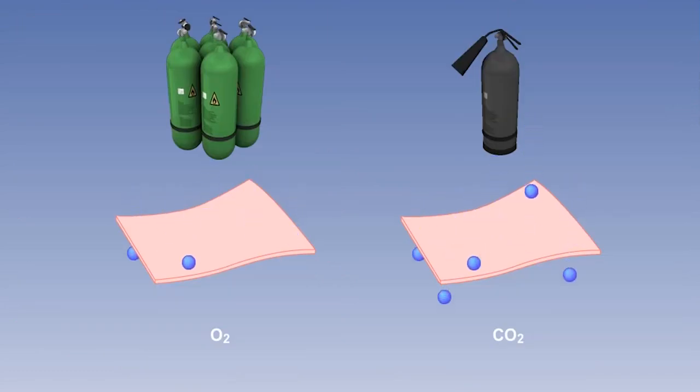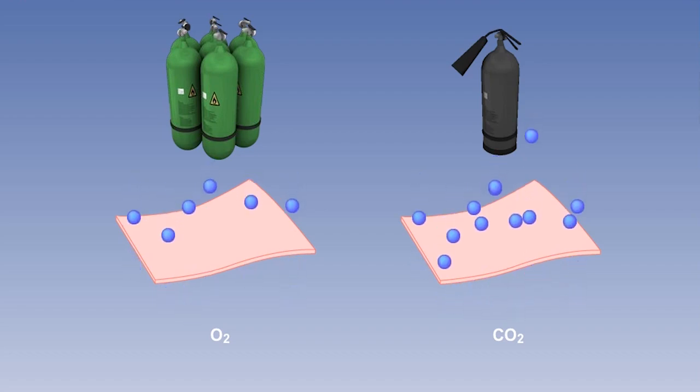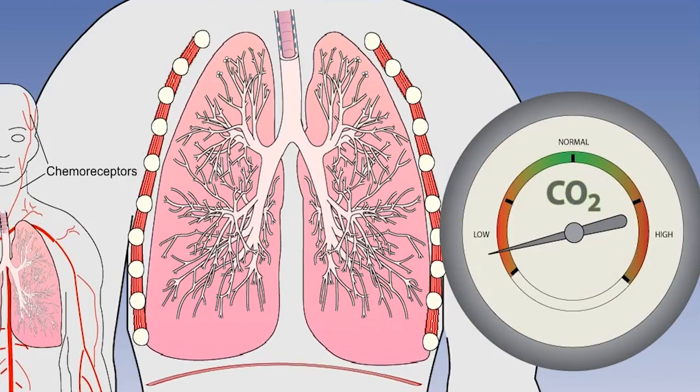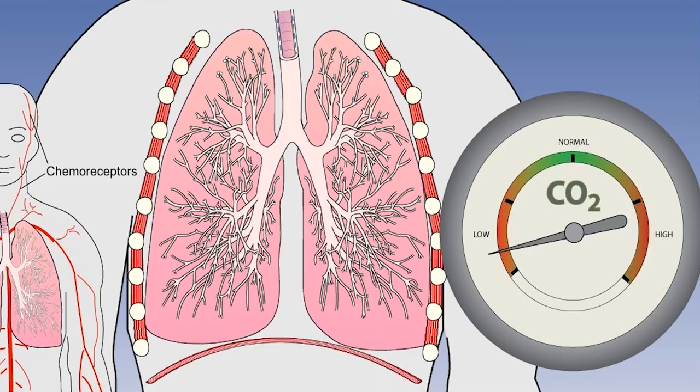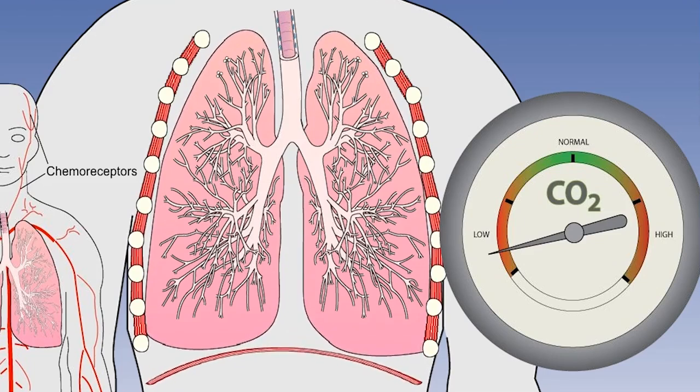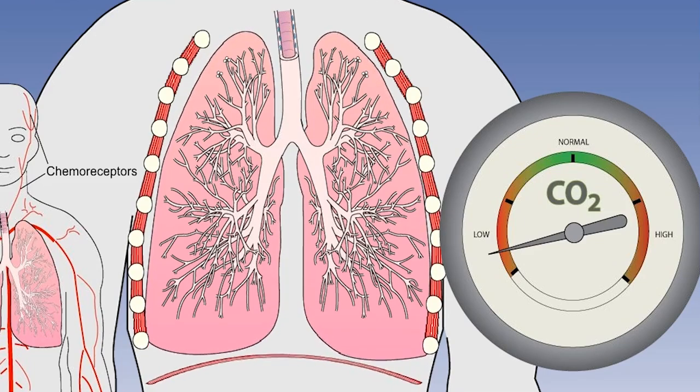Carbon dioxide is 20 times as soluble as oxygen, and therefore finds it much easier to dissolve into blood, to the detriment of the blood's oxygen content. It is the level of carbon dioxide, not oxygen, in the blood which controls whether we increase or reduce our rate of breathing.